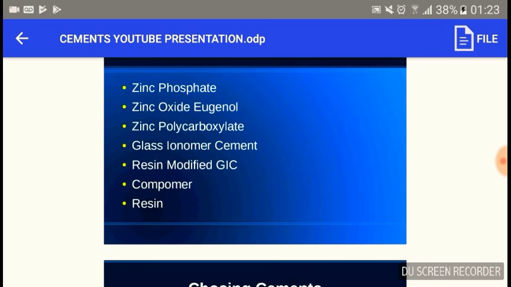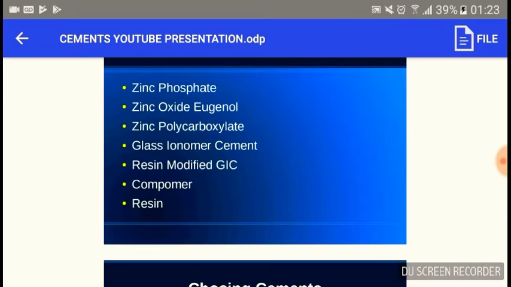Compomers can be light cured, chemically cured, or dual cured, and resins use both light and chemical initiation to activate polymerization. So light cured means that you use the light to actually initiate the reaction to harden it. Dual cured means that it can be hardened via both light and chemical. Okay.